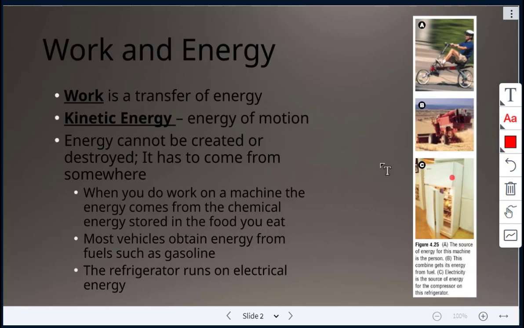Here we have a refrigerator. It is running on electrical energy. Okay, so just keep in mind here, bicycling, the source of energy is the person. The person is getting the energy from the chemical energy from the food.